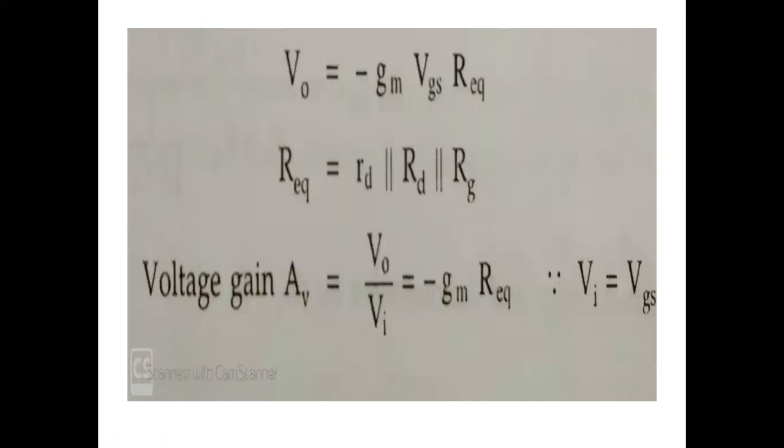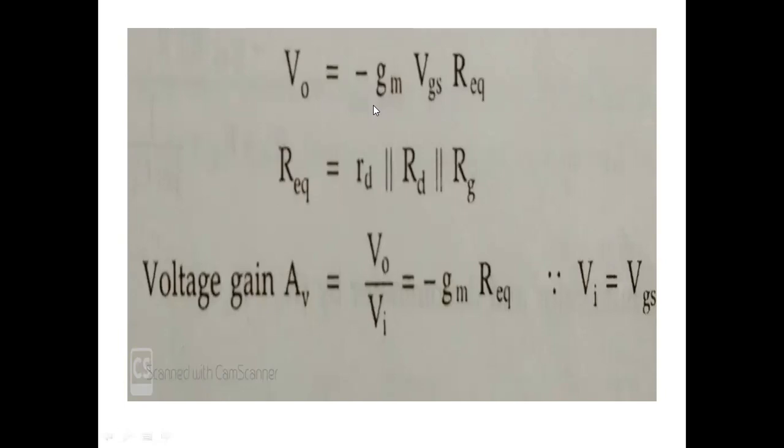So from the circuit, what is the output voltage? Here we are applying the voltage divider rule, which we already know. If you have V1 as the initial voltage and V2 as the middle voltage, and V1 is divided between two resistances R1 and R2, the middle voltage becomes V2 equal to V1 into R2 by R1 plus R2. Here the initial voltage is minus gm VGS R equivalent.